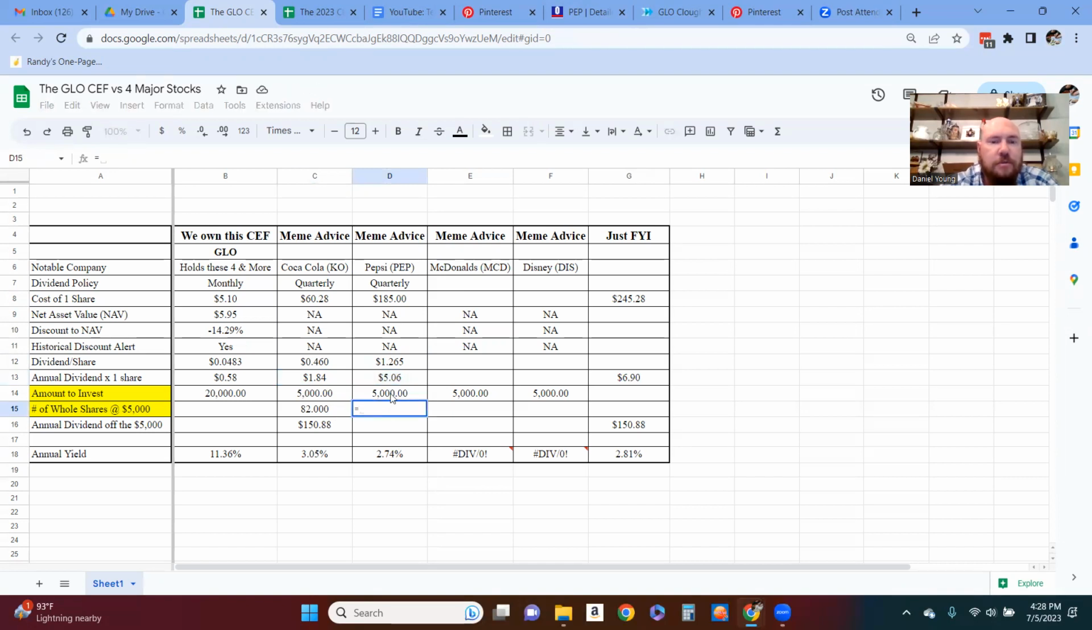So equals 5,000 divided by that number, but it's whole shares. So 27, right? And that's already rigged up like we want. So we get that. Now we have two numbers. This is auto calculated to be the sum of those numbers, right? And then we're looking at the overall average yield across those four categories.